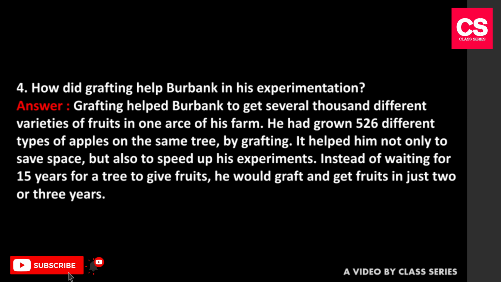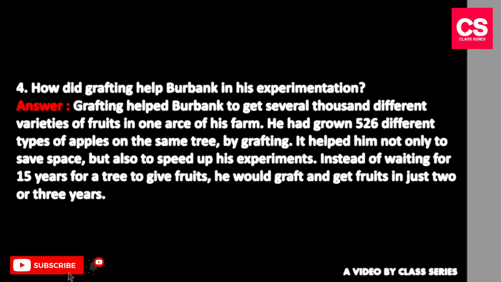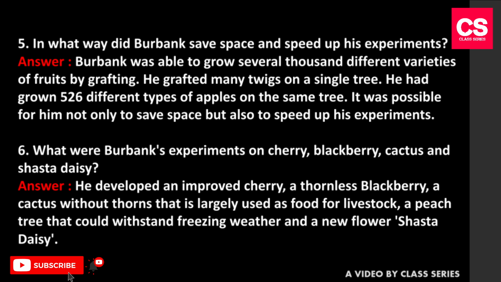Our fourth question is, how did grafting help Burbank in his experimentation? The answer is, grafting helped Burbank to get several thousand different varieties of fruits in 1 acre of his farm. He had grown 526 different types of apple on the same tree by grafting. It helped him not only to save space but also to speed up his experiments. Instead of waiting for 15 years for a tree to give fruits, he would graft and get fruits in just 2 or 3 years.